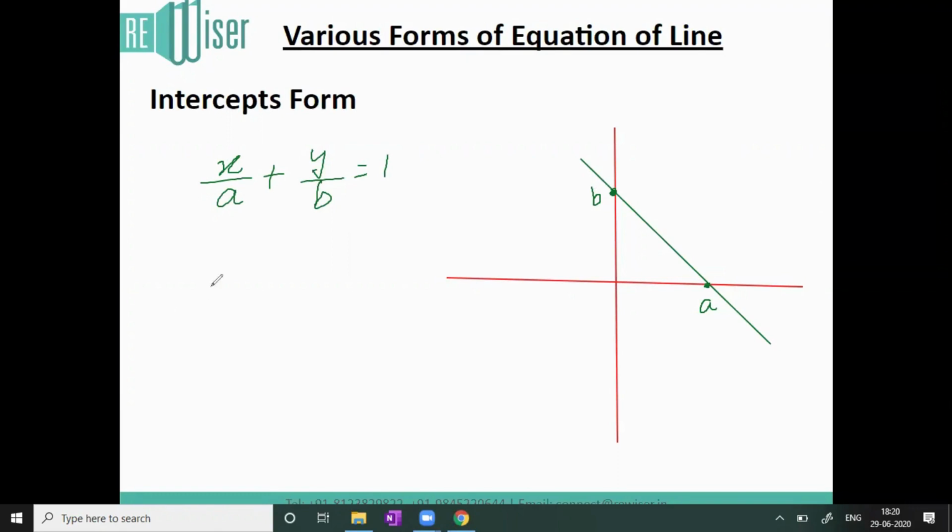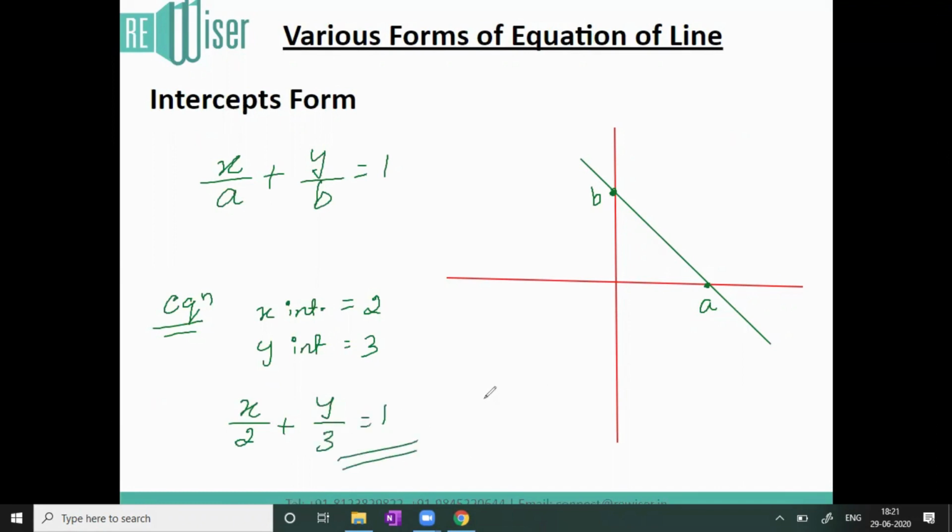Let us take an example. We need to find the equation of the line which has an x-intercept of positive 2 and a y-intercept of positive 3. Then the equation of the line is going to be x over 2 plus y over 3 is equal to 1. So even this is a linear equation with two variables.